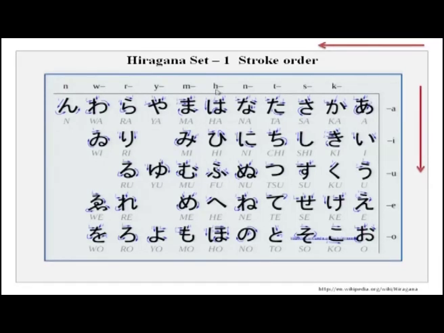And then the H series: Ha, Hi, Hu, He and Ho. And then the Ma series, or the M series: Ma, Mi, Mu, Me, Mo.